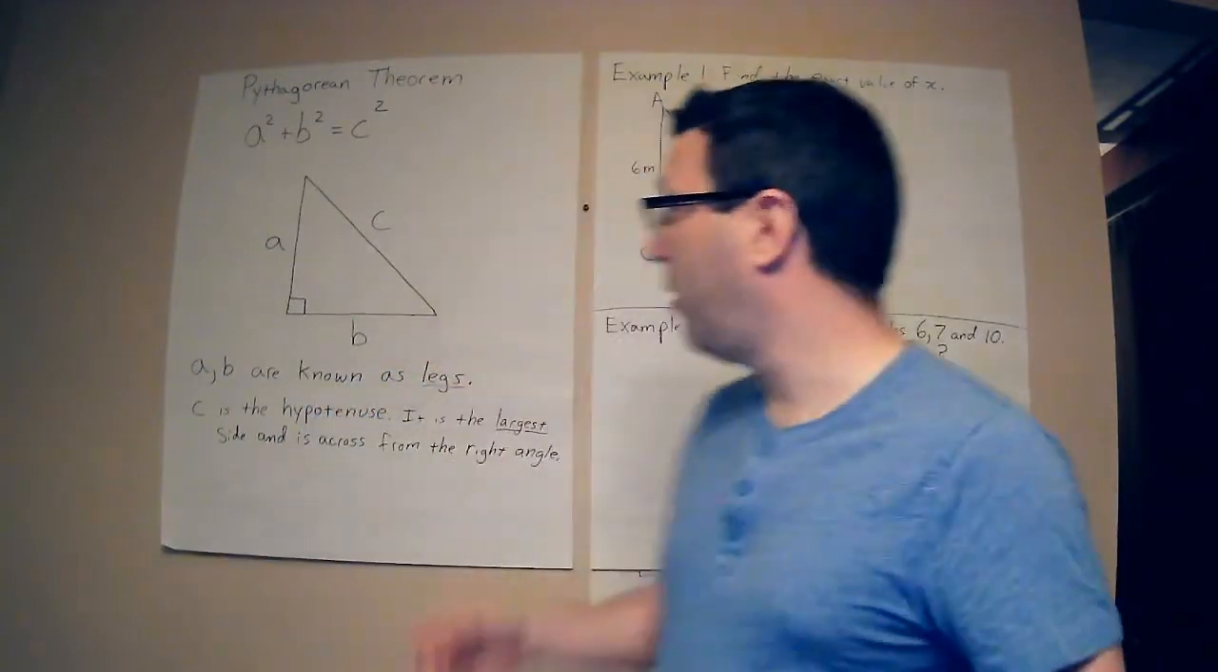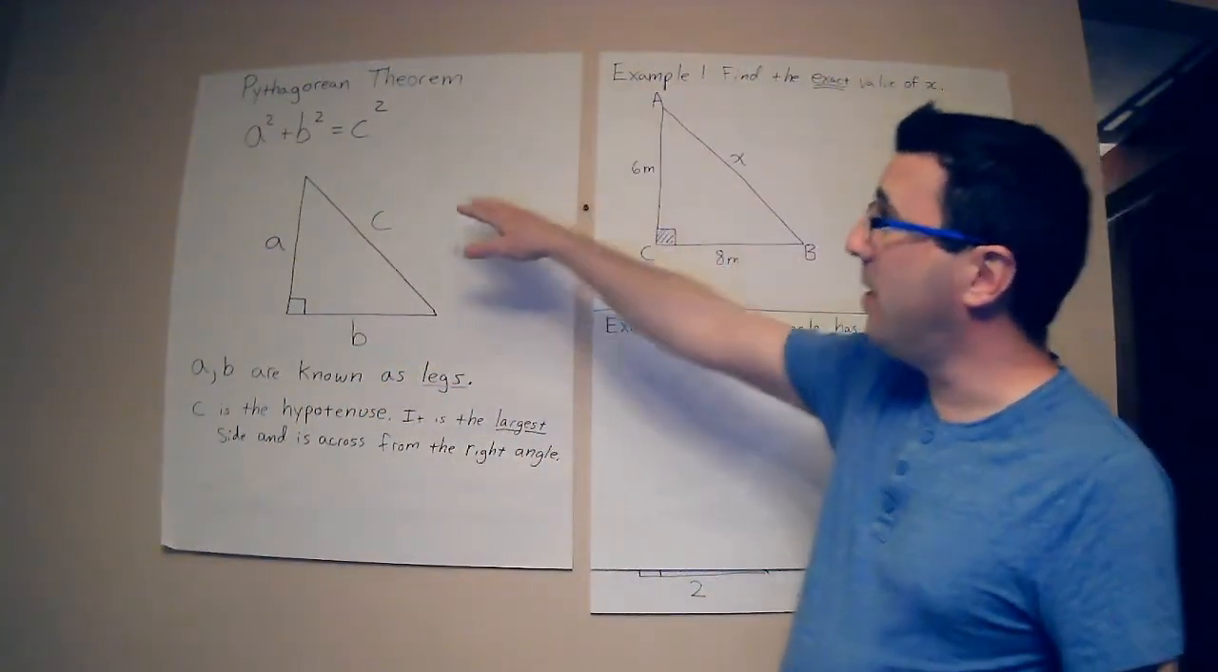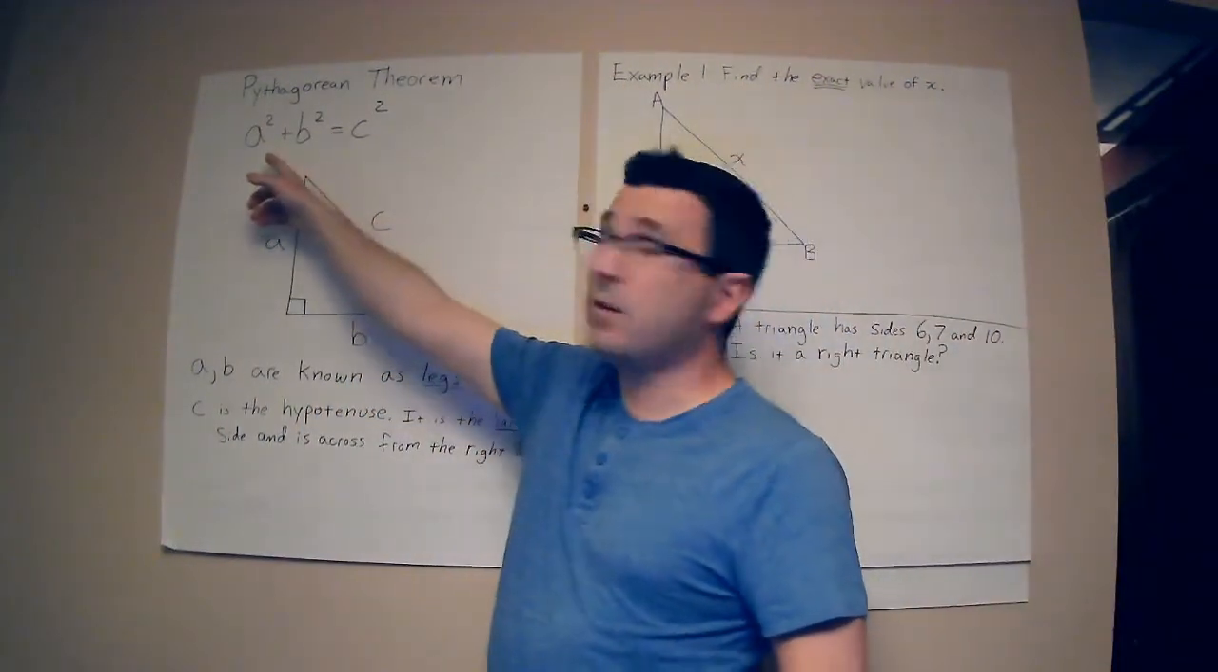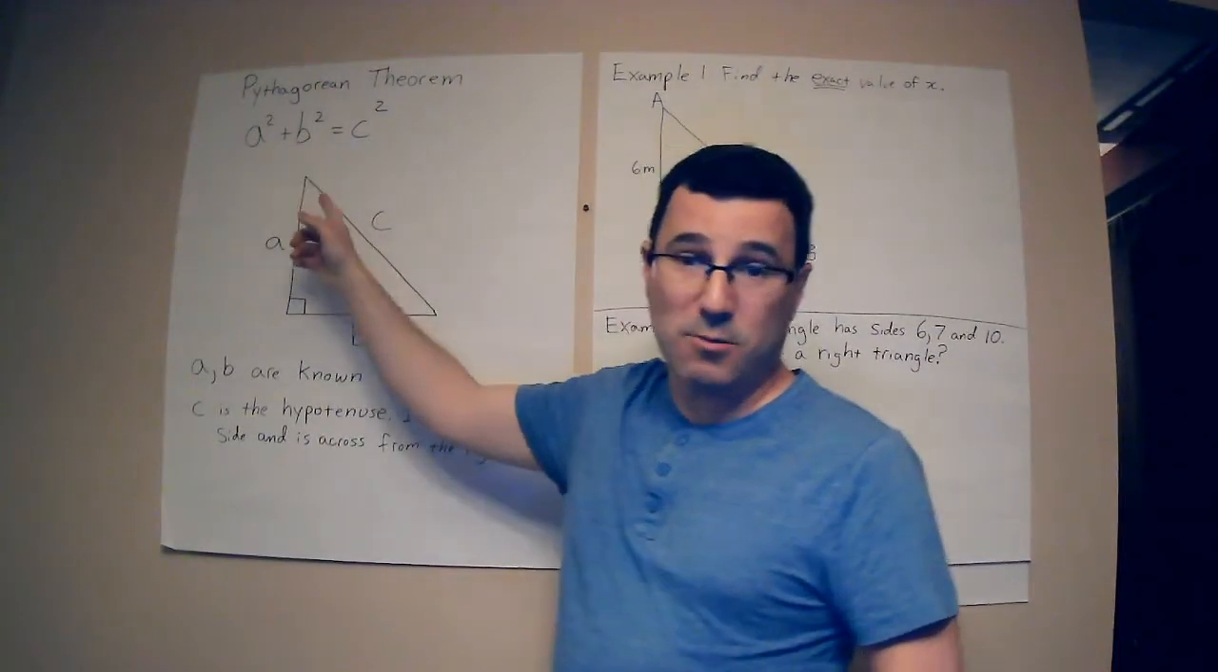So, what I have here is the formula: a squared plus b squared equals c squared.